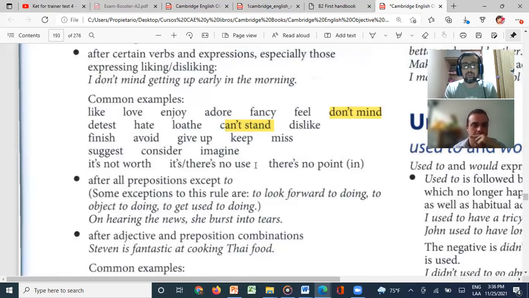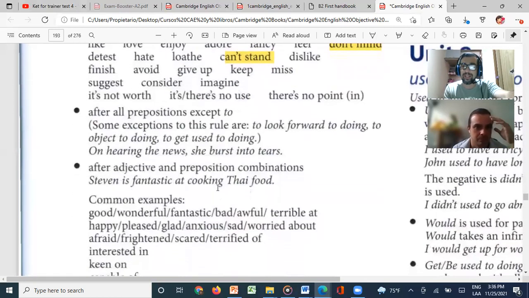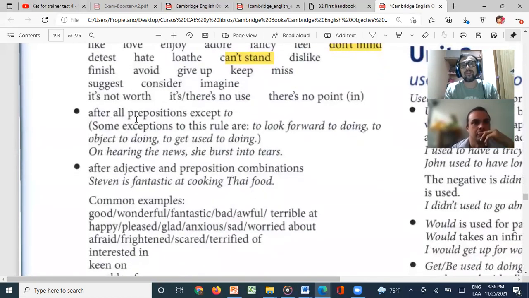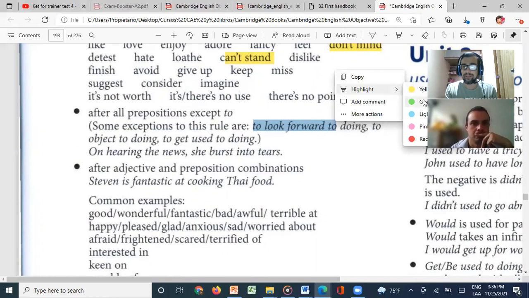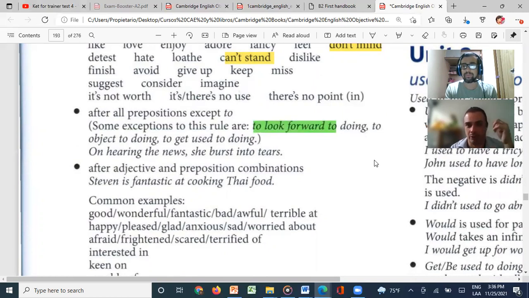Now, another rule that we need to understand for using gerunds is after all prepositions except two, but there are some exceptions to the rule. For example, have you heard this one, Fabian? Look forward to, anhelar, desear, look forward to. Have you heard this one? Look forward to? No.